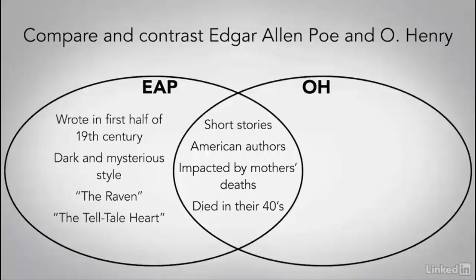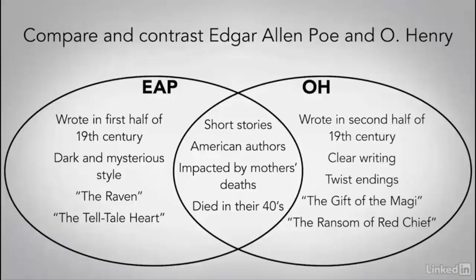Then list in the outer circles for Edgar Allan Poe: wrote in the first half of the 19th century, style was dark and mysterious, wrote The Raven and Telltale Heart. O. Henry, in the opposite circle: wrote in the later half of the 19th century, used clear writing, was known for twist endings, and wrote Gift of the Magi and The Ransom of Red Chief. Certainly more research would be necessary, but that's a start.